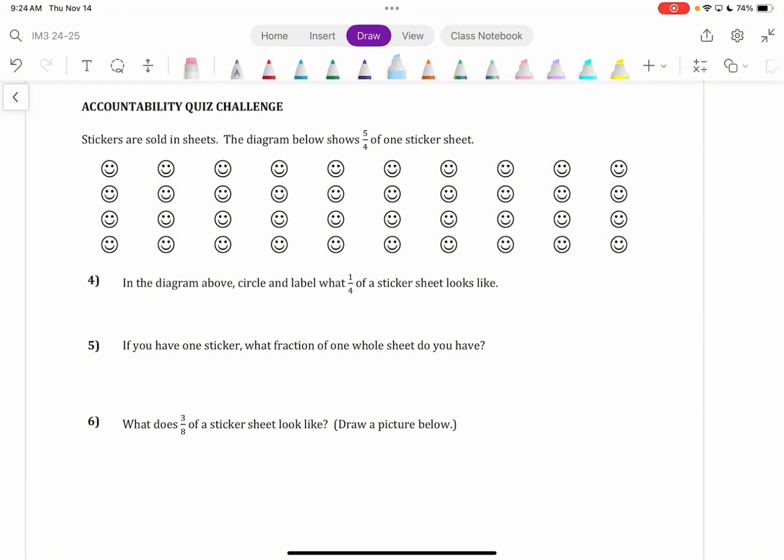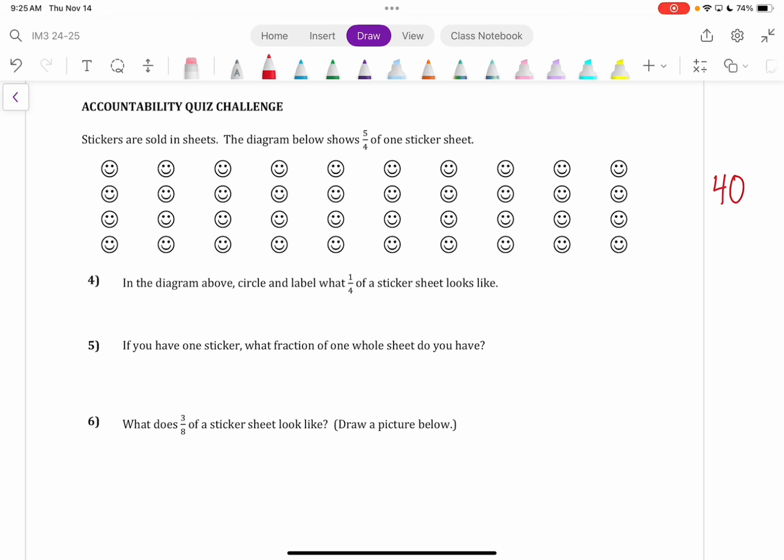So let's take a look at this question now. It says stickers are sold in sheets. The diagram below shows 5/4 of one sticker sheet. Now this was a trick question. I'll tell you why. So the first thing is how many total smiley faces make up this diagram that we have below? How many smiley faces do we have in total? We have 40. These are 40 smiley faces.